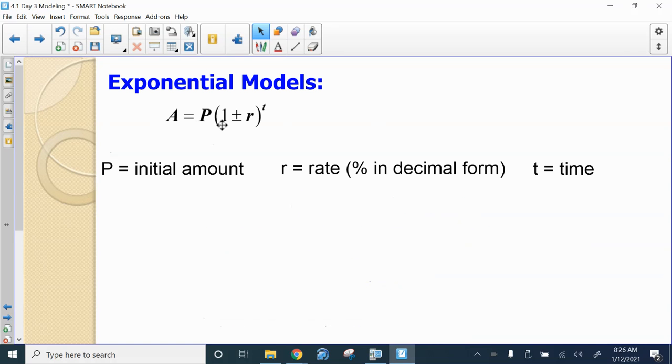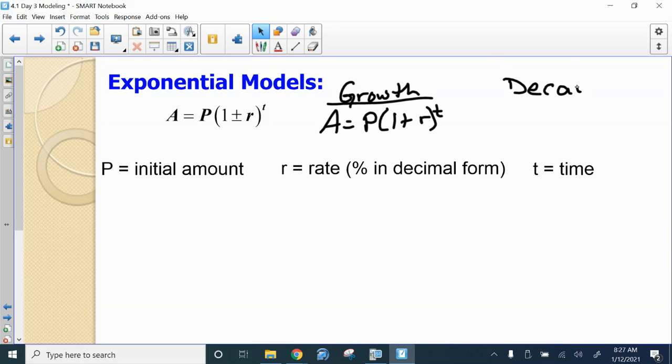So the exponential model looks like this. A equals P, and then parentheses 1 plus or minus R to the t value. The plus or minus only means that you could either add or you could subtract. You aren't going to do both. So if you want, you could even kind of write this out. Your growth problem would be a plus because we're increasing, whereas your decay or your decreasing problems would be the subtraction. So if you want to write them out separately, that might not be a bad idea.